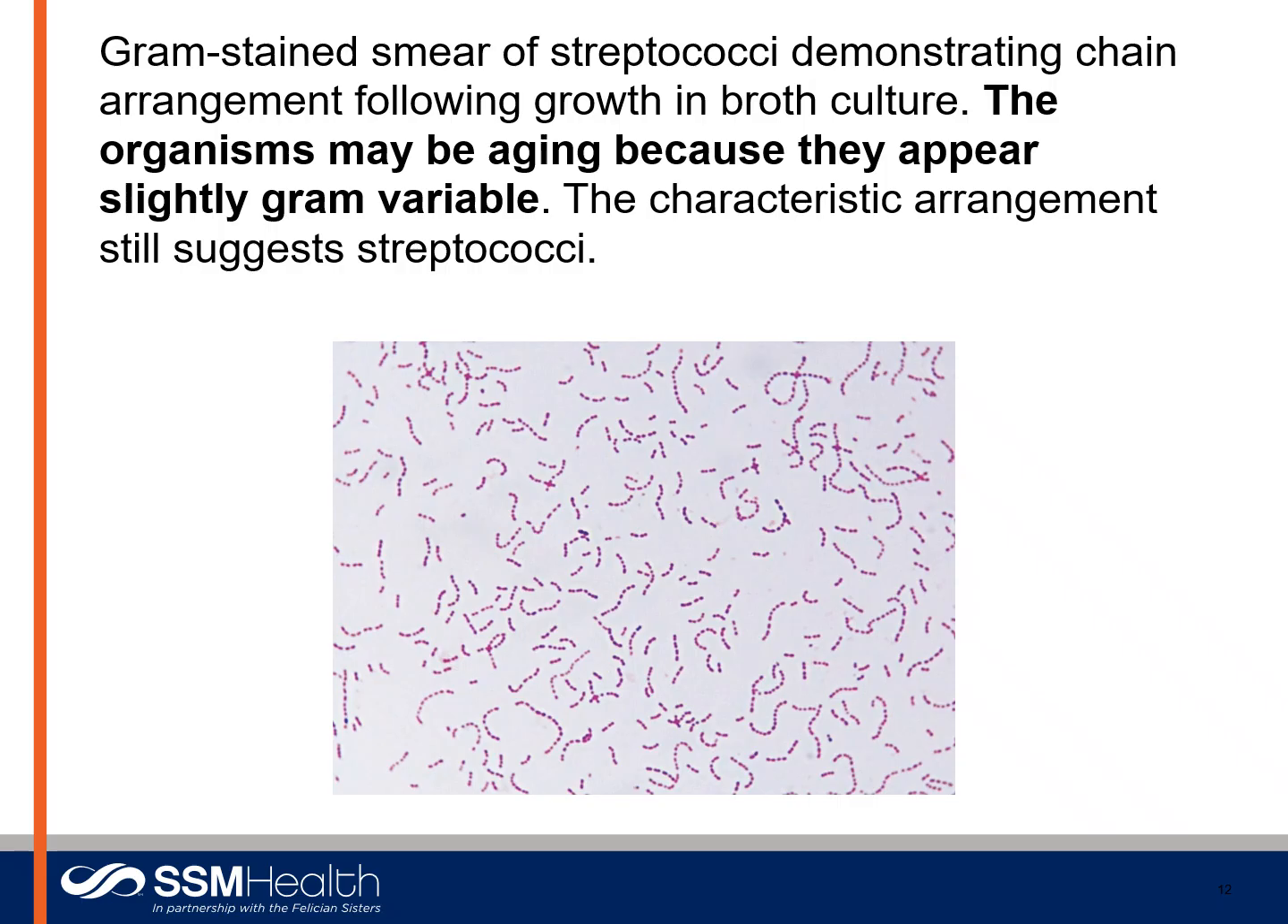Sometimes you'll see the morphology of your gram-positive cocci. They tend to form pairs, chains, and clusters. You can see that more clearly out of a broth or a direct smear than from the individual indirect colony gram stain. The organisms may be aging because they do appear slightly gram variable, but you can still see the purple in them. And then the chaining is very much indicative of a Streptococcus.